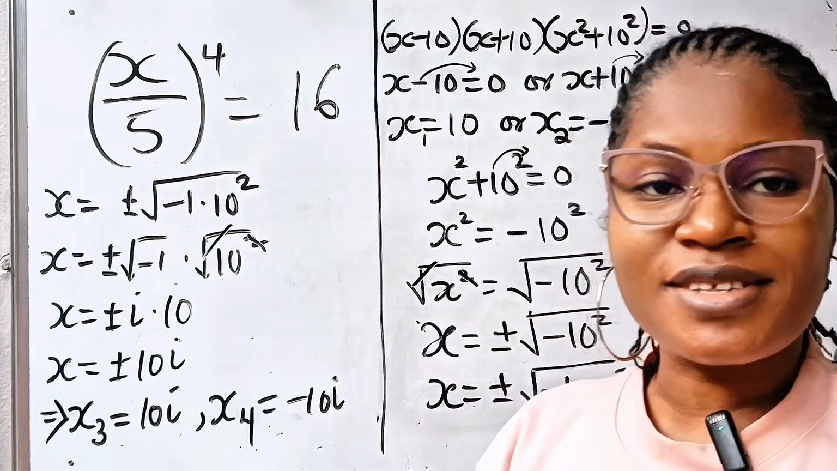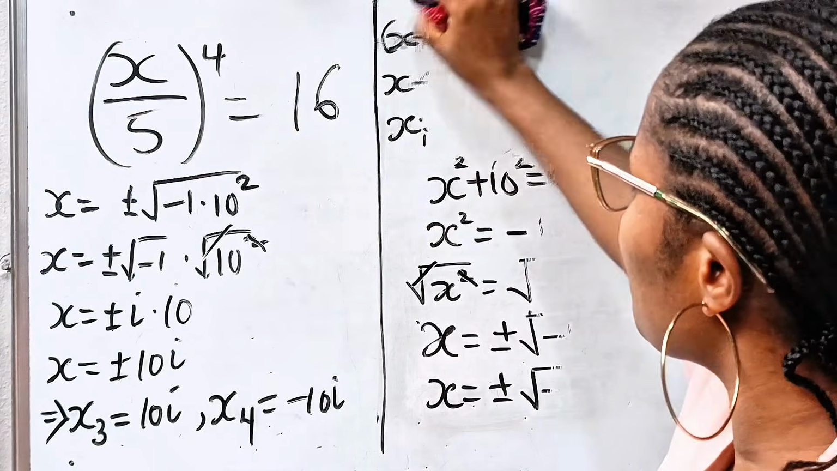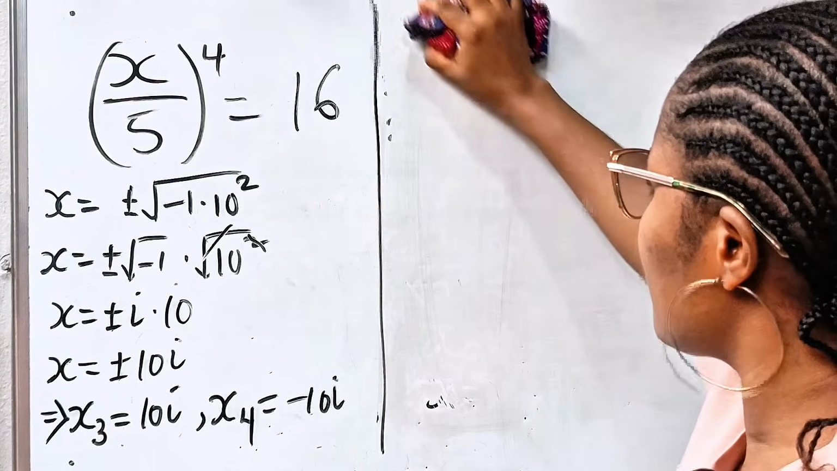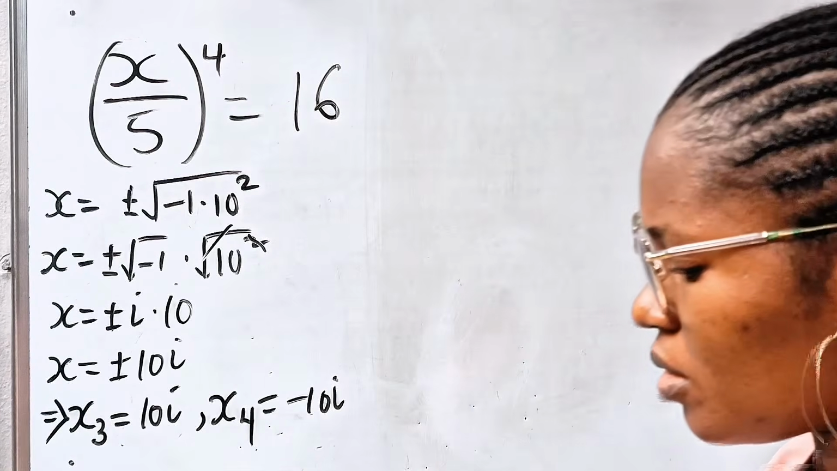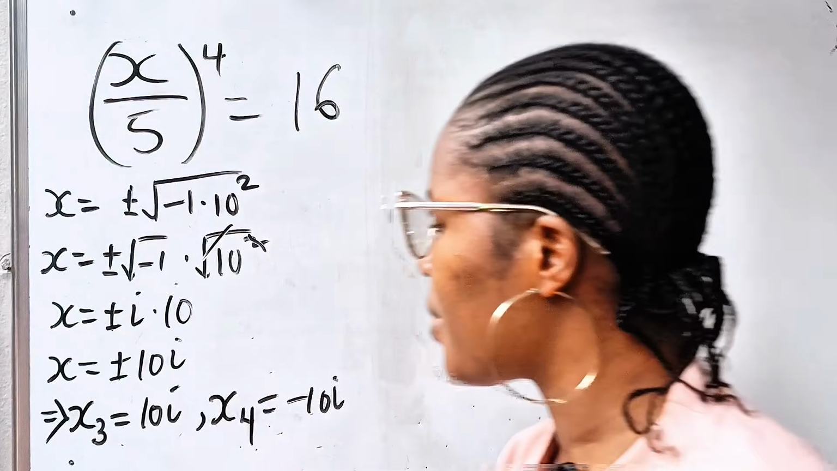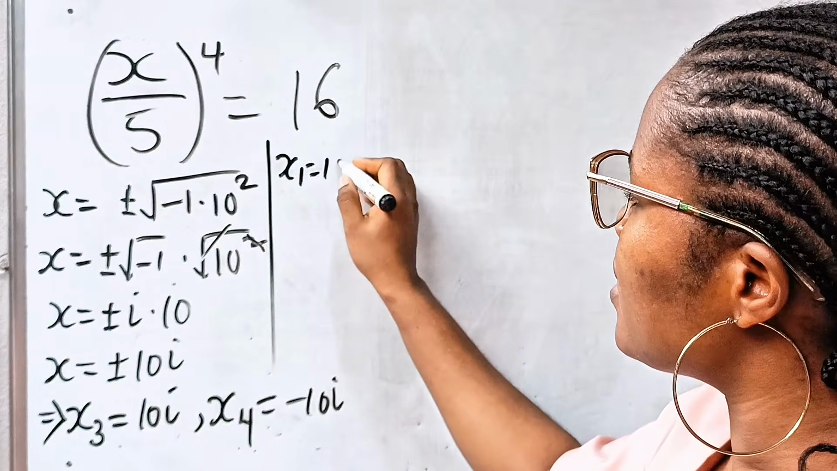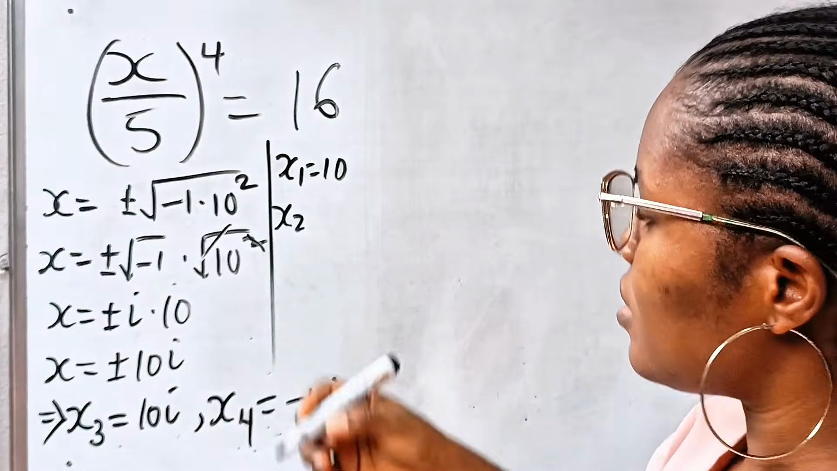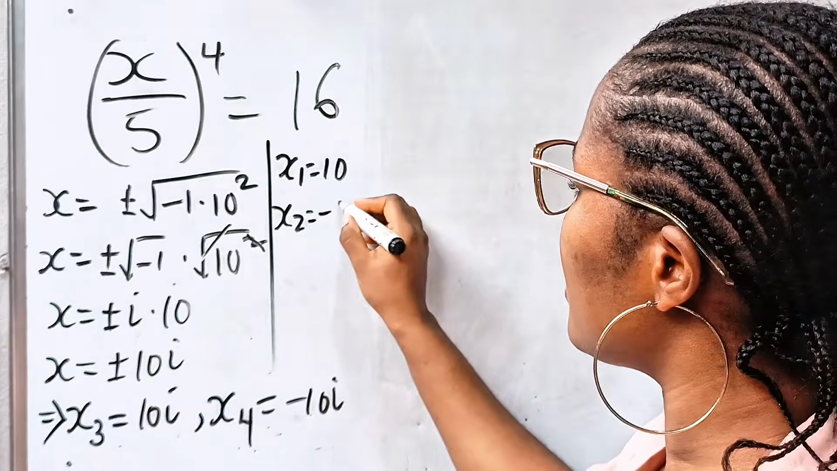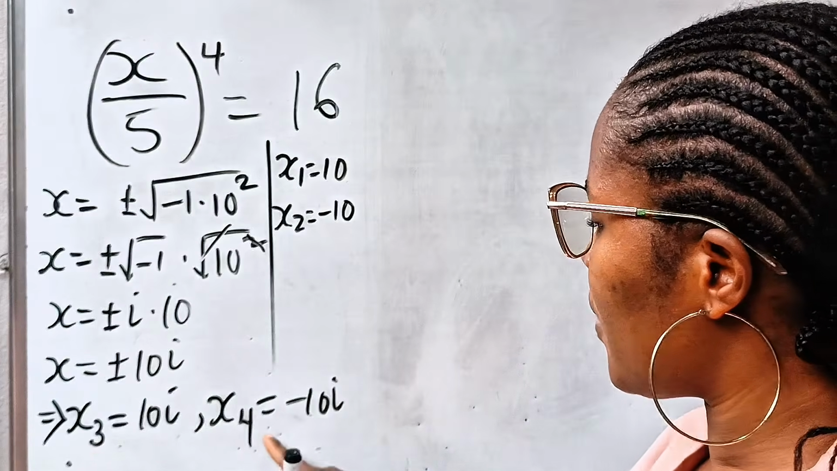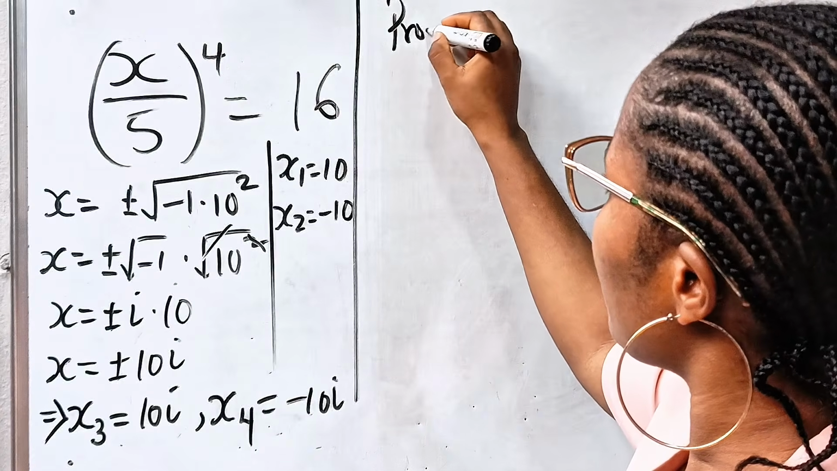Now, to the most interesting part of this particular video, let us prove that the answers we got are all correct. So these are the answers we got. X1 is 10. Oh, sorry. X1 is 10. Yeah, X2 is negative 10. Then we have X3 and X4 here. Now let us prove that they are all correct.